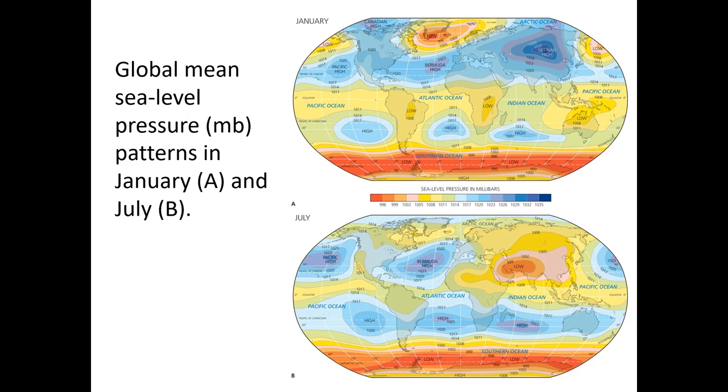And then in July during the summer, you have a low pressure center in the Himalayas. That's what creates the monsoon. Moist air from the Indian Ocean moves into the low pressure center near the Himalayas, bringing in rain and so on. So there are, as you can see, changes in sea level pressure.